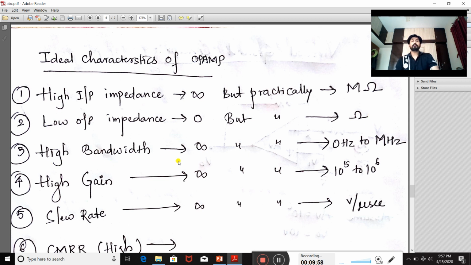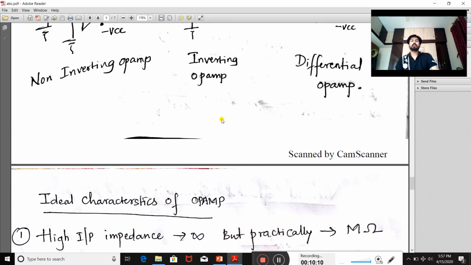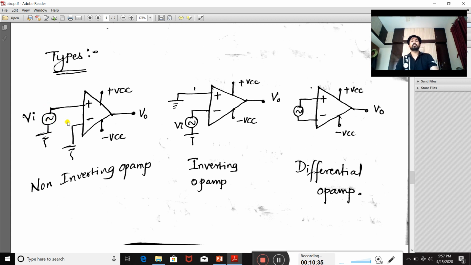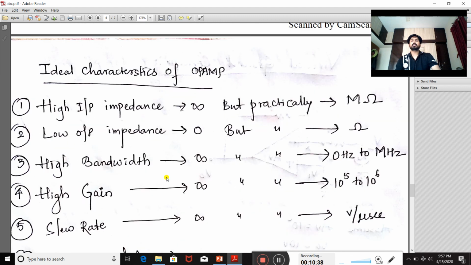It should have very high bandwidth, that means infinite ideally, but practically it is not possible to get infinite, but it should operate from 0 to megahertz. That means if you are connecting any source, it may be 1 hertz, or 2 hertz, or 10 hertz, 10 kilohertz, 1 kilohertz, etc. It should operate for any frequency. That is what we expect, infinite, but practically it is not possible. But practically it should operate in terms of megahertz.